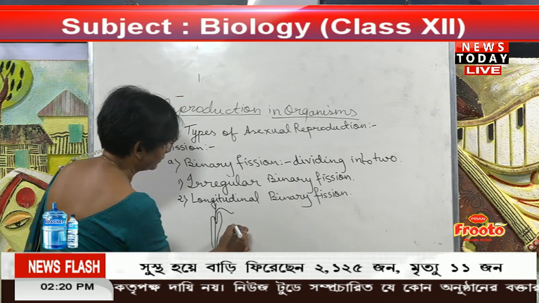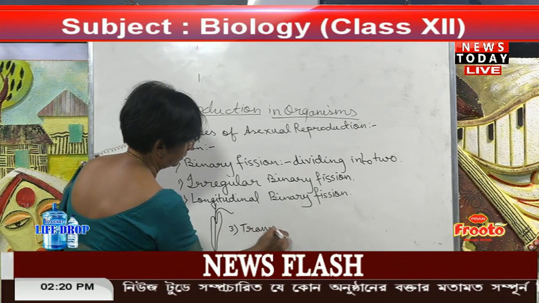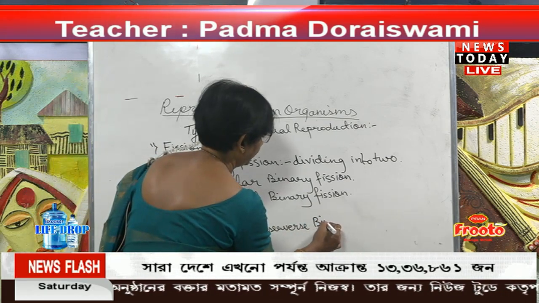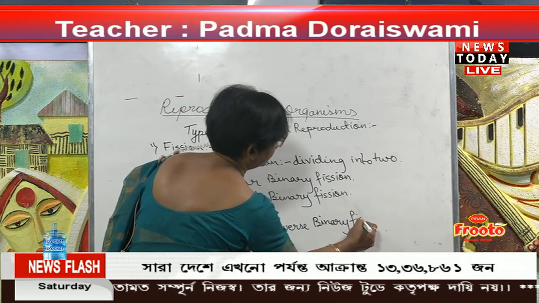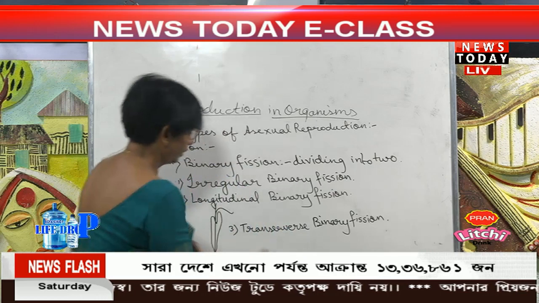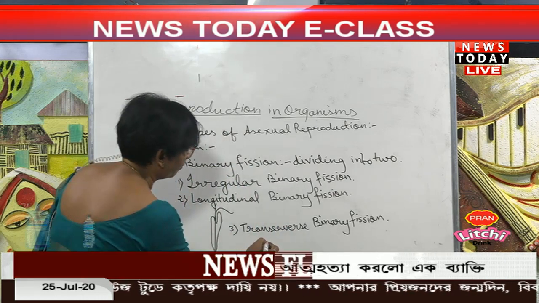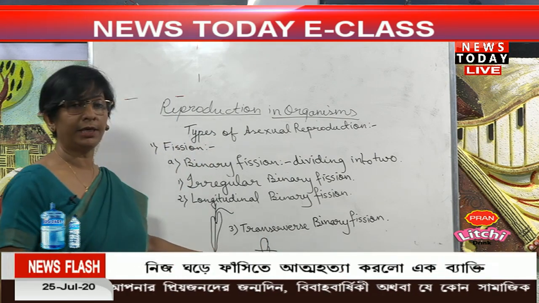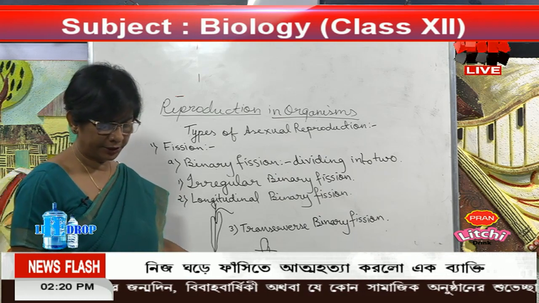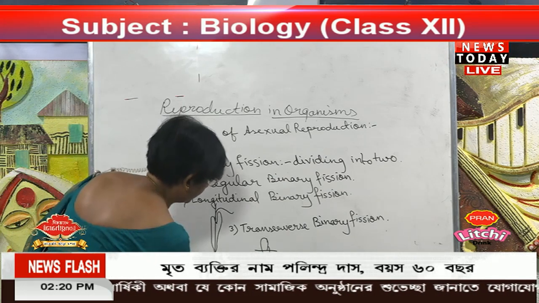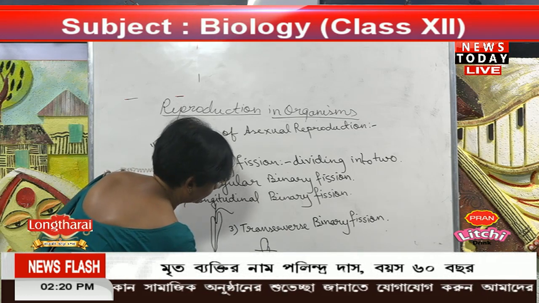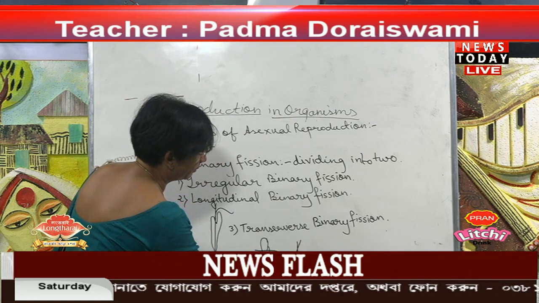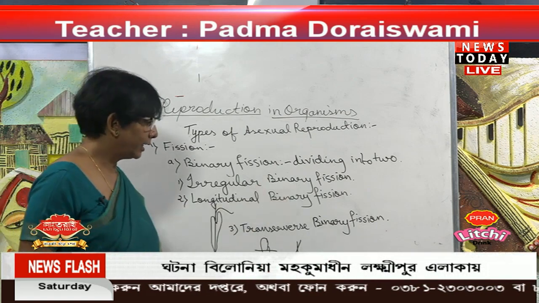Then the third one is transverse binary fission. Here, if you take the example of Paramecium, it is divided in a transverse section like this. And one more is the oblique. If this is the organism, it is divided like this, in an oblique way.